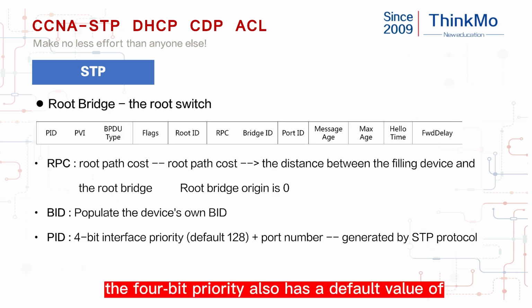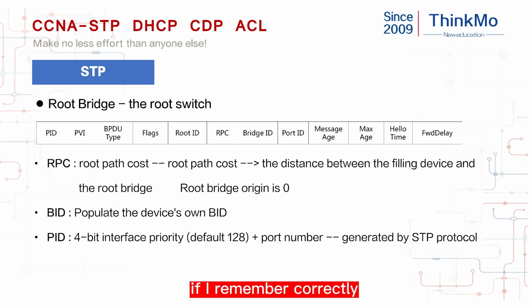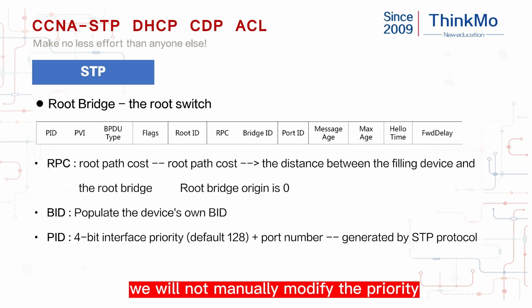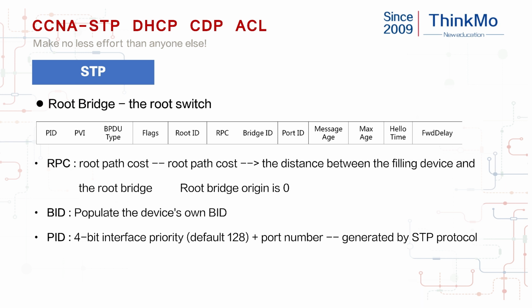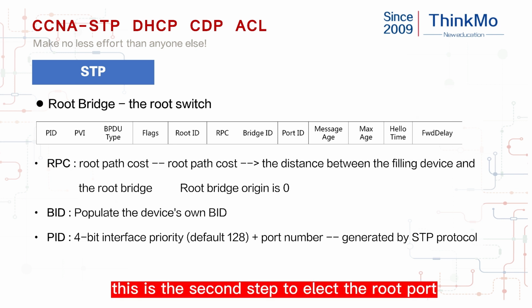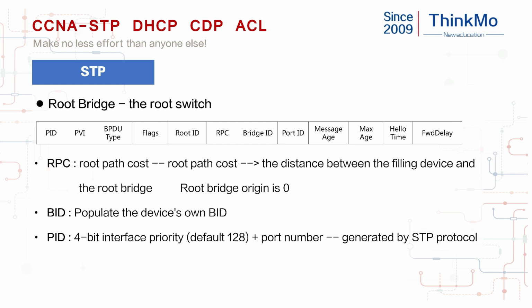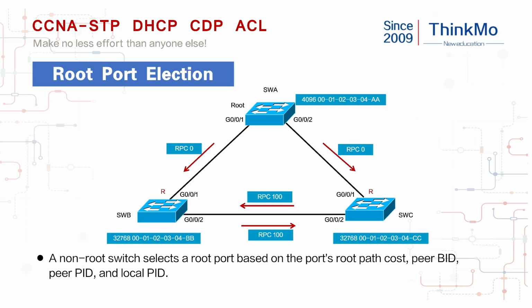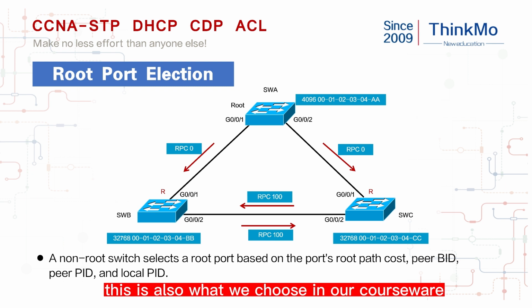The 4-bit priority also has a default value, if I remember correctly, the default is 128. This will not be modified. Usually, we will not manually modify the priority of the port to make it the root port. This is the second step to elect the root port. According to the election of the root port, suppose we have now selected. You will find this is also what we choose in our courseware.